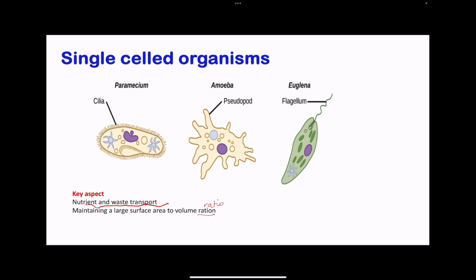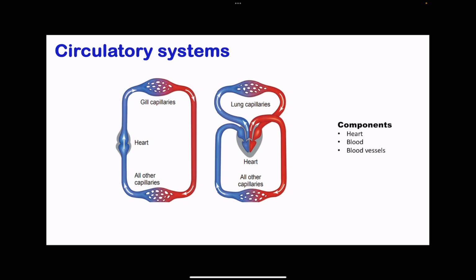But for multicellular organisms, because they have a low surface area to volume ratio, they require a system that can distribute these nutrients within the organism, as well as taking out waste. So, meaning they require a circulatory system.